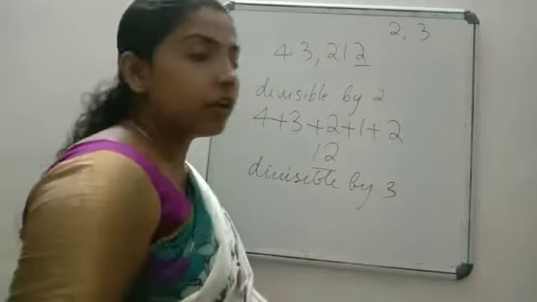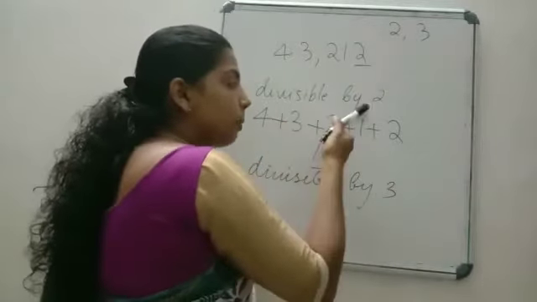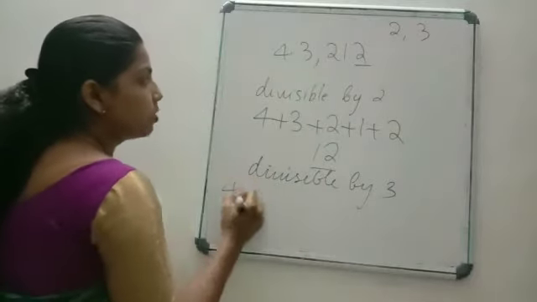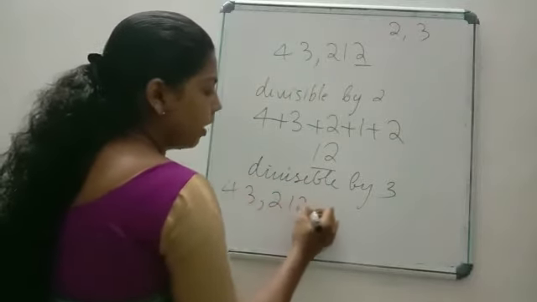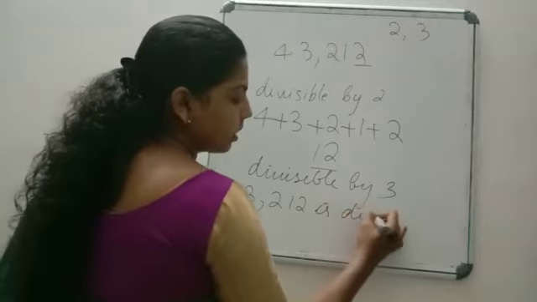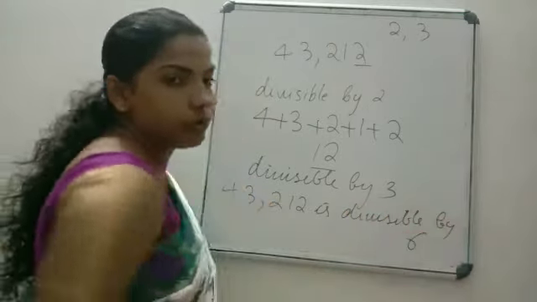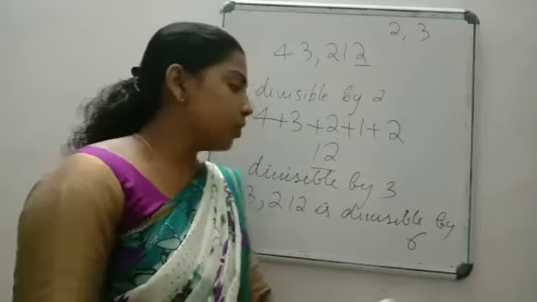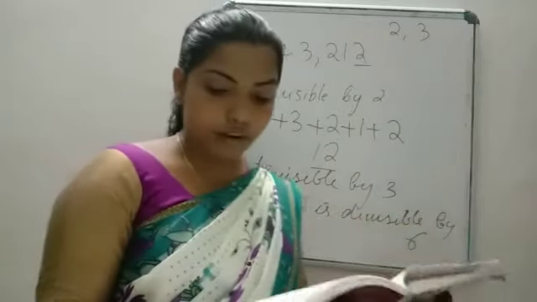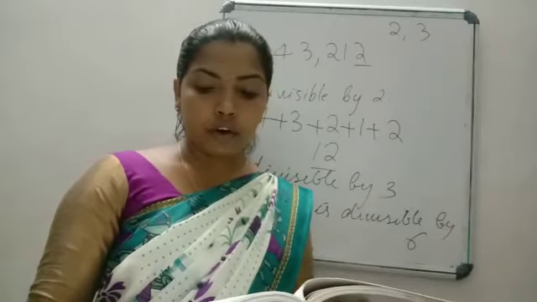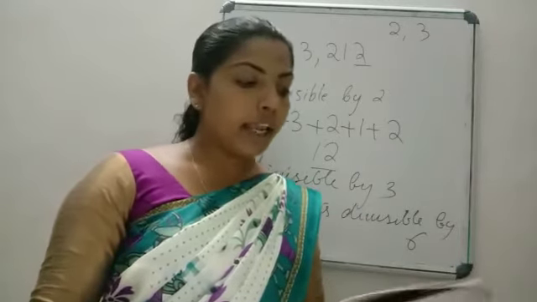So, what can we conclude? Here the given number is divisible by both 2 and 3. So, we can say that 43,212 is divisible by 6 also. Okay. So, the rest of the questions do as homework. Now, next question. Fifth question. Check if the following numbers are divisible by 8.